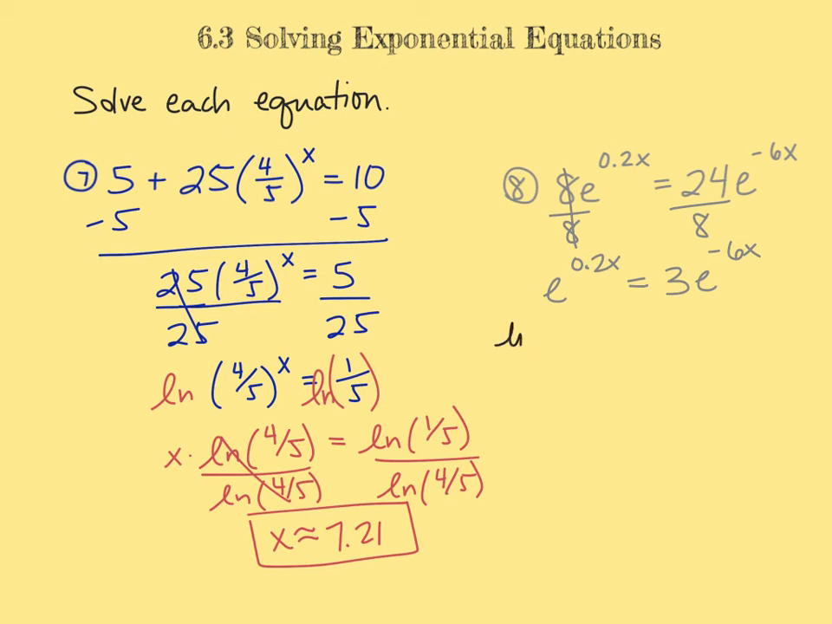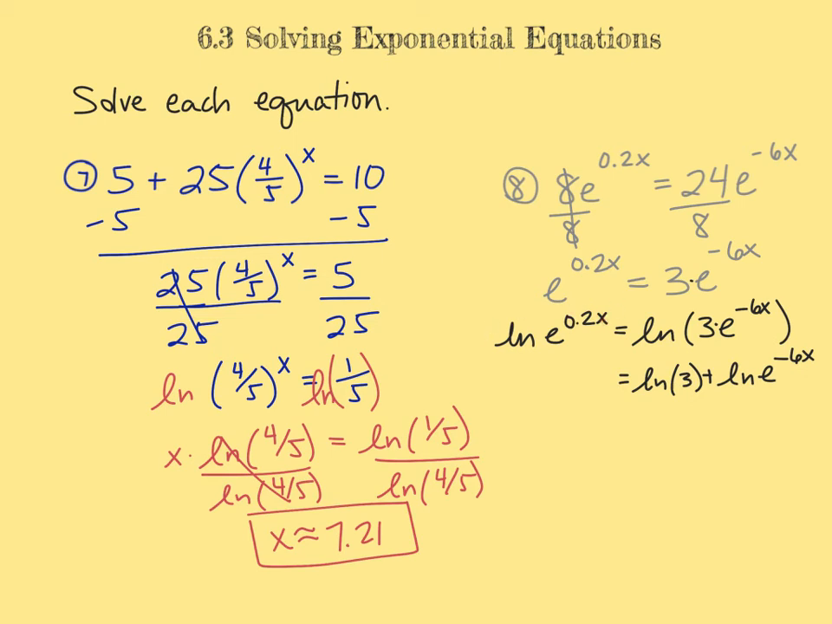So when we do that, we'll have the natural log of e to the 0.2x equals the natural log of 3e to the negative 6x. Again, this is 3 times e to the negative 6x, so we can't just bring that negative 6x out front because 3e is not the entire base. We can rewrite this instead as the natural log of 3 plus the natural log of e to the negative 6x. We can do that because of the product property of logarithms, which says the log of u times v equals the log of u plus the log of v.